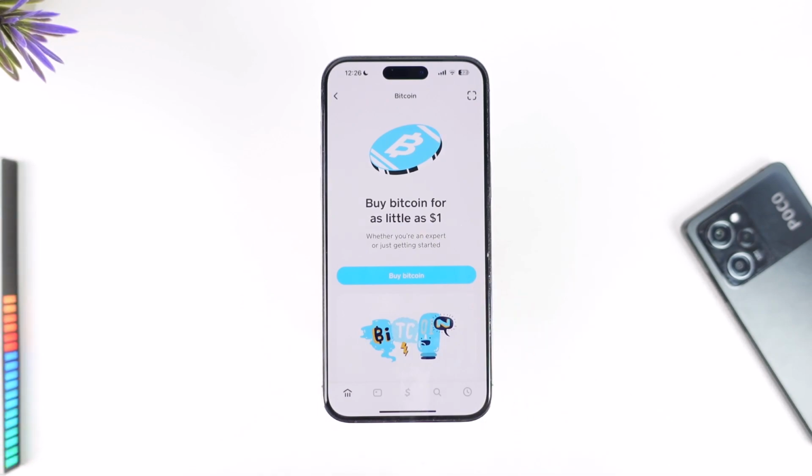But if you do have Bitcoin, you'll find the option to sell it. So then you can tap the sell option there and then you'll be able to sell your Bitcoin in that way. This way you'll be able to sell Bitcoin on Cash App.